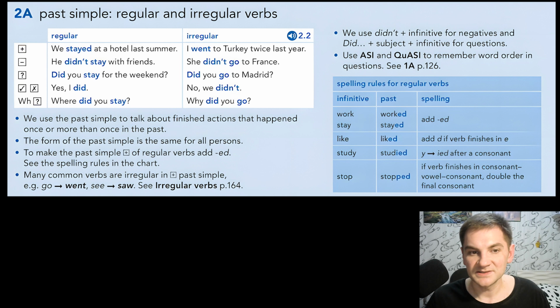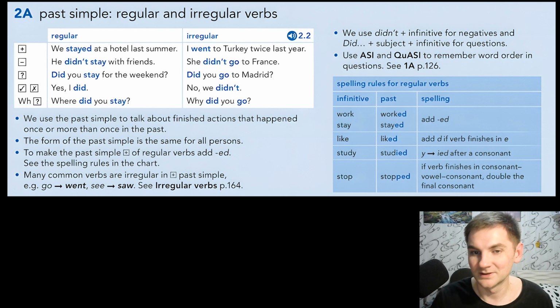To make the past simple affirmative of regular verbs, add the ed ending. See the spelling rules in the chart. Just the ending ed. Play, played, cook, cooked, listen, listened, and so on. Many common verbs are irregular in affirmative past simple, like go, went, see, saw, and we have a lot of them. You must learn them from time to time. Are you doing this, by the way?